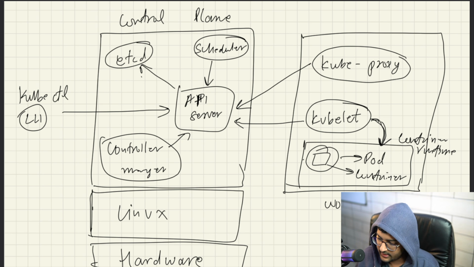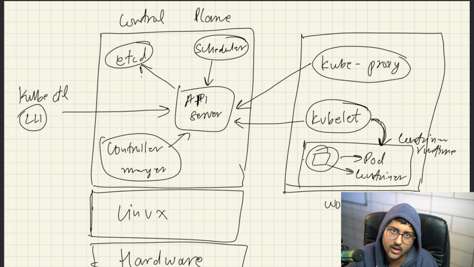Cool. All right. What else is remaining? Kubeproxy. Kubeproxy is very simple. It is something that is responsible for networking. So if your worker node or your cluster wants to communicate with the outside network, kubeproxy will help in that.